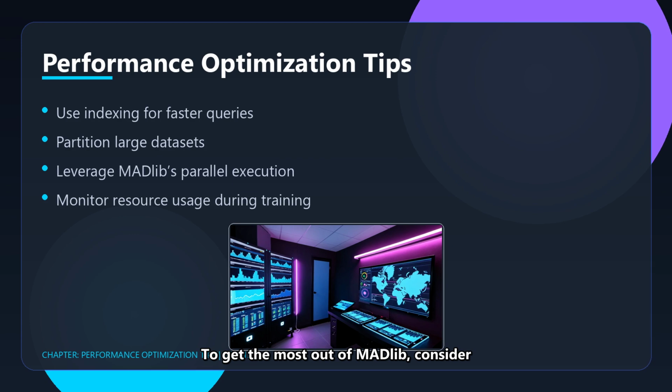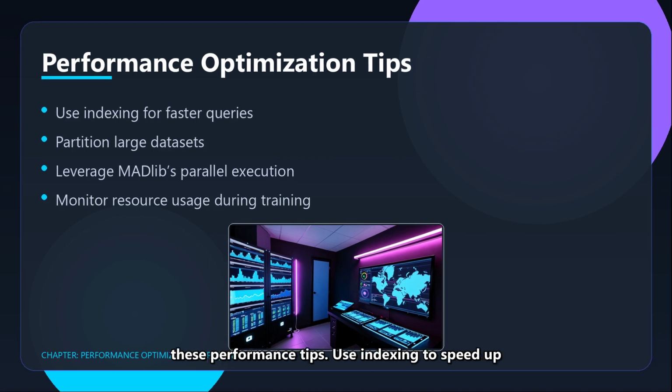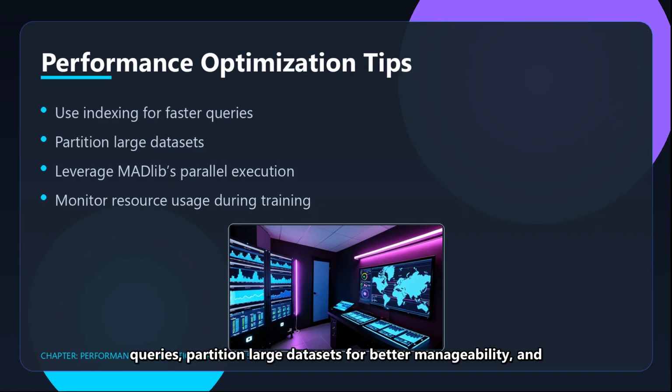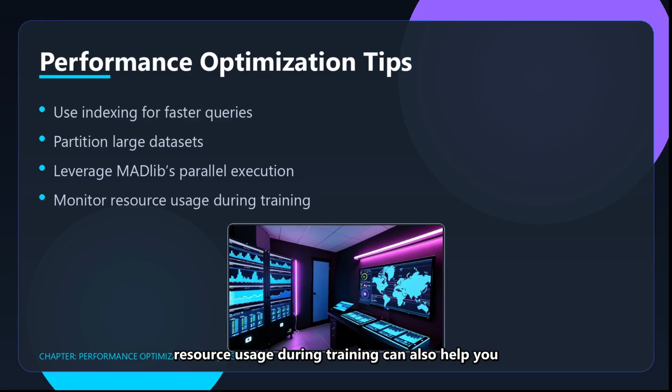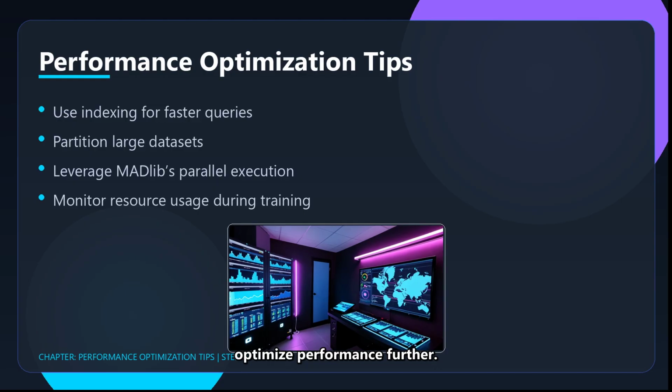To get the most out of Madlib, consider these performance tips. Use indexing to speed up queries, partition large datasets for better manageability, and take advantage of Madlib's parallel execution capabilities. Monitoring resource usage during training can also help you optimize performance further.